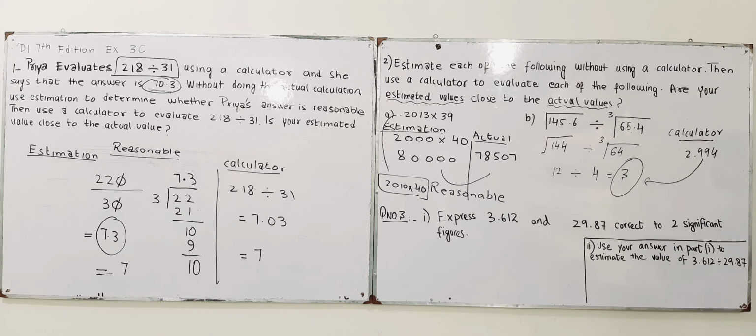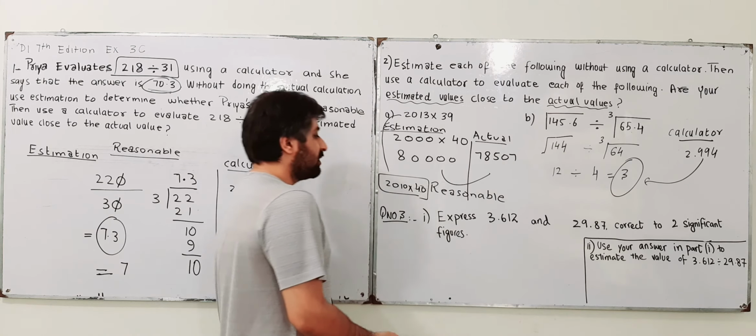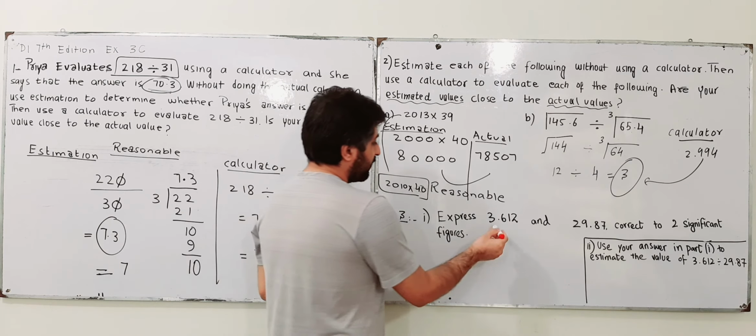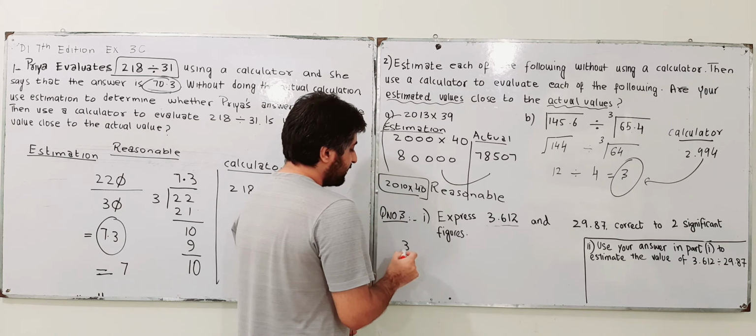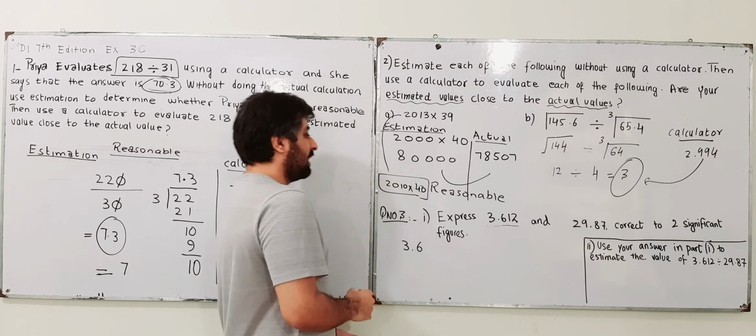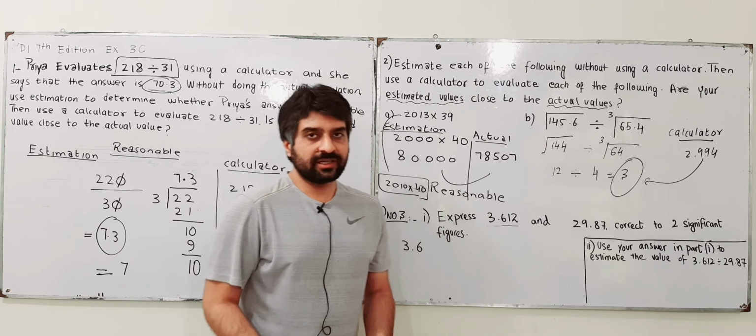Question 3 is: express 3.612 and 29.87 correct to two significant figures. You need to round them off and write them in two significant figures. 3.612 right now has 4 significant figures: 1, 2, 3, 4. In two significant figures, I can write it as 3.6. I am not rounding it off to 4 because it has only one significant figure.